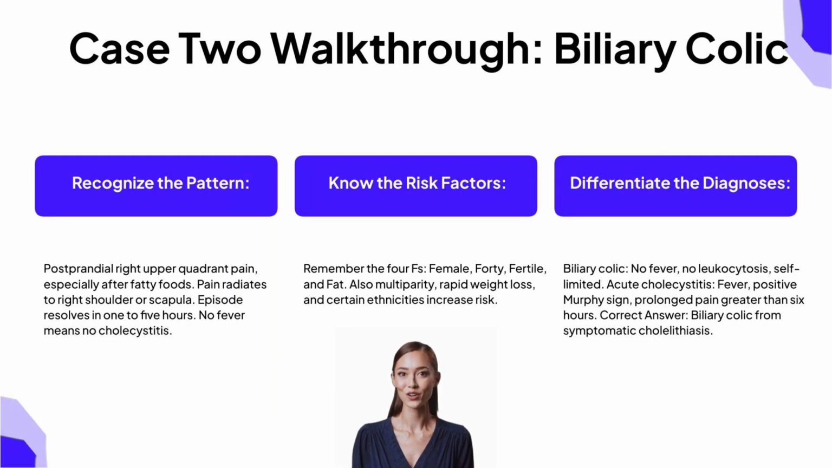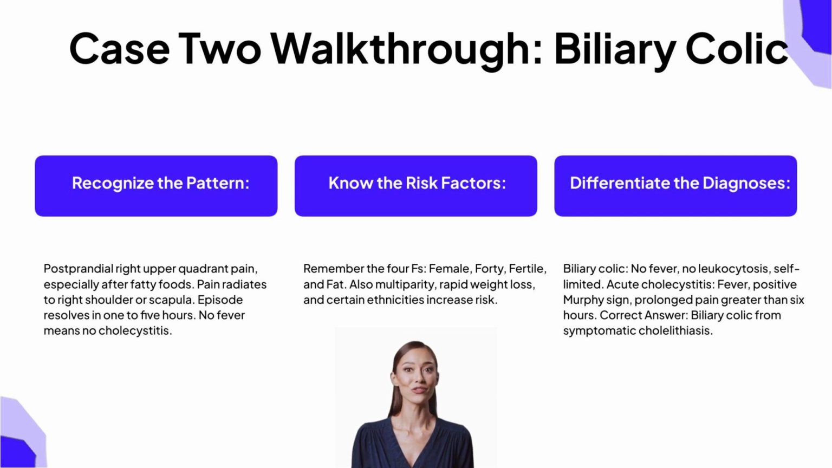This is biliary colic from symptomatic cholelithiasis. The pattern is postprandial right upper quadrant pain after fatty foods, radiating to the right shoulder or scapula. The episode is self-limited, resolving in 1 to 5 hours. Importantly, there is no fever and no leukocytosis.